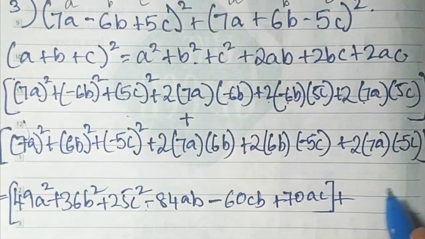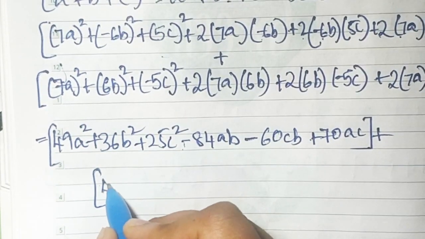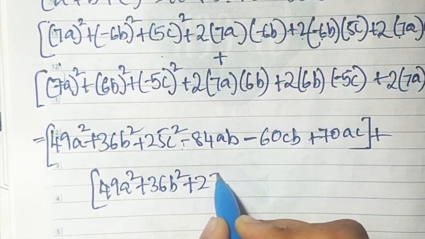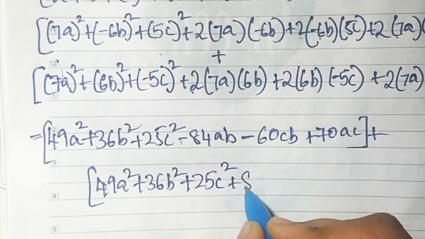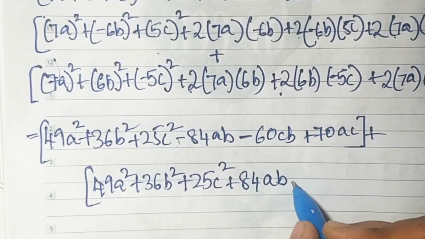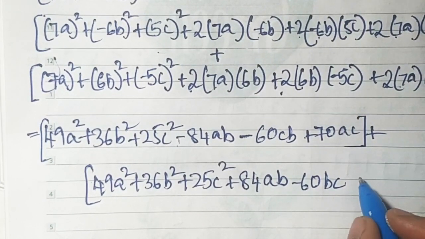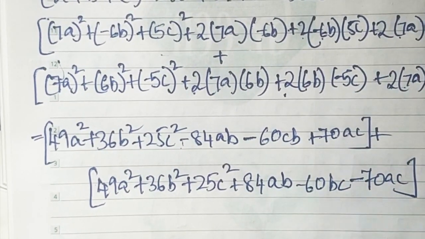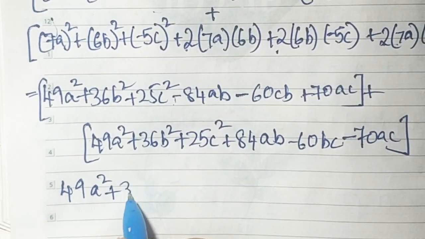Okay, plus the second bracket. I'll open the second bracket. Again, 49a square plus 36b square plus 25c square. 7 twos are 14, 14 sixes are 84, plus 84ab. 6 twos are 12, 12 fives are 60, minus 60bc. 7 twos are 14, 14 fives are 70, minus 70ac. Open the brackets. 49a square plus 36b square.